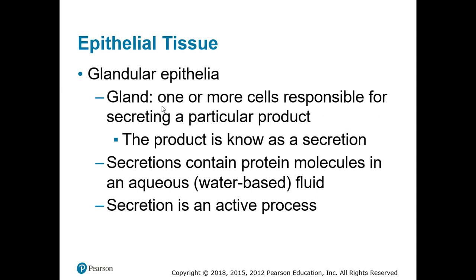The last type, and this is what we're going to end on, is glandular epithelia. Remember I said glandular means gland. Well, what is a gland? A gland is made of cells responsible for secreting, or basically releasing, a product. These products are known as secretions. They are generally going to contain protein molecules in a water-based fluid. And secretion is an active process, meaning that we use energy to secrete these products.